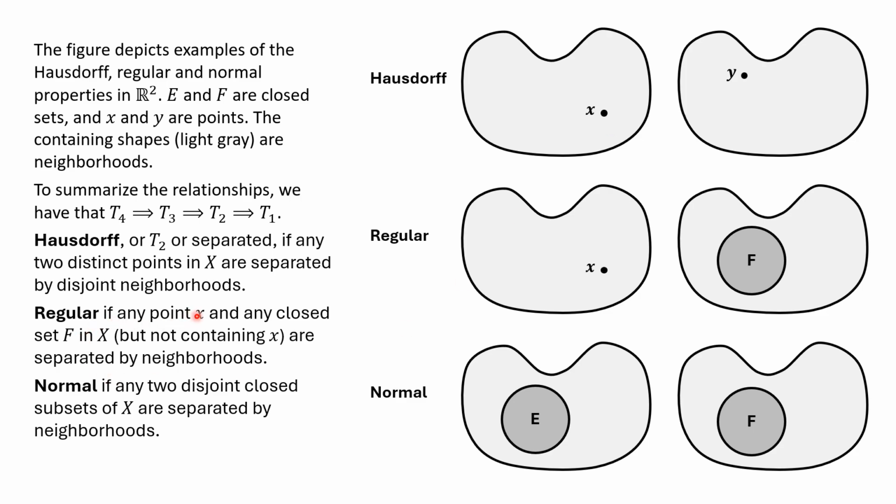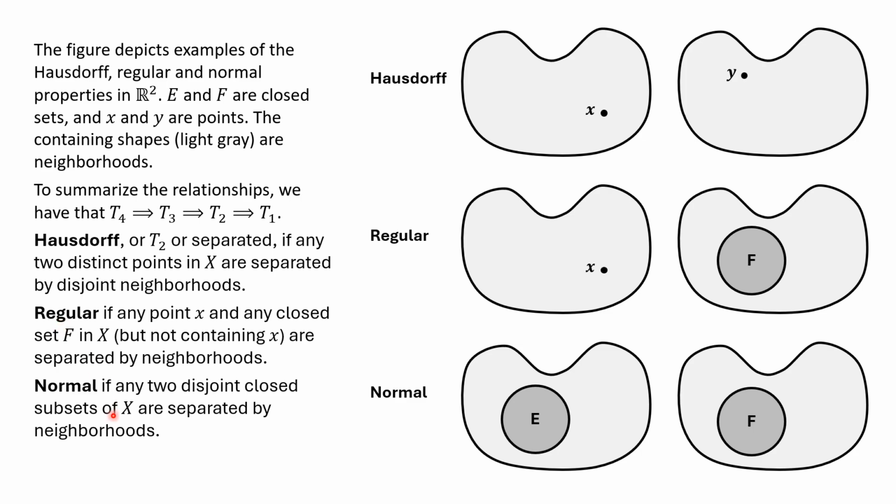Regular is if any point X and any closed set F in X, but not containing X, are separated by neighborhoods. And the implication here is disjoint. I left out the word disjoint, but I should have added that in here. So you see an example here. So we have a closed set F and a point X, and there's a neighborhood around X and a neighborhood around F that's disjoint and separates the two. So that's regular.